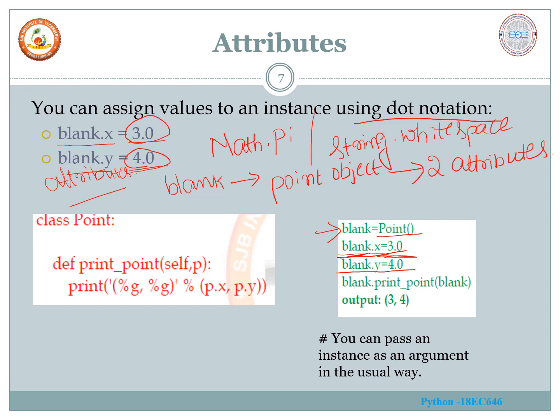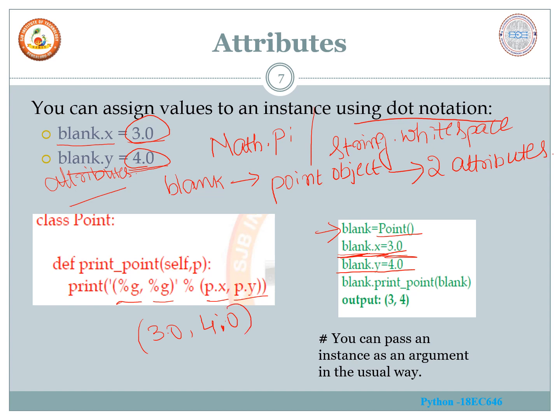Fine. So consider that we make use of percentage g, percentage g. Here blank dot x or p dot x, p dot y, basically this is a way that you try to print the values in terms of floating point numbers. So the result of this, if you try to see, would be like 3.0 comma 4.0.